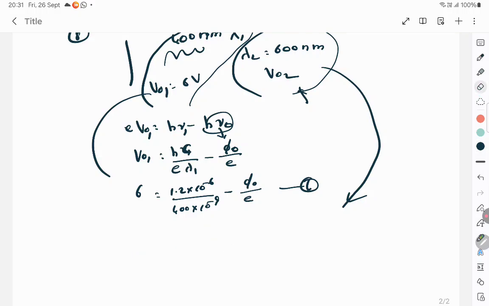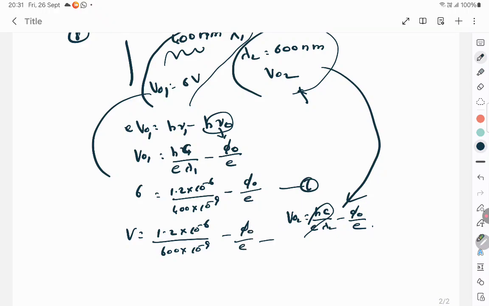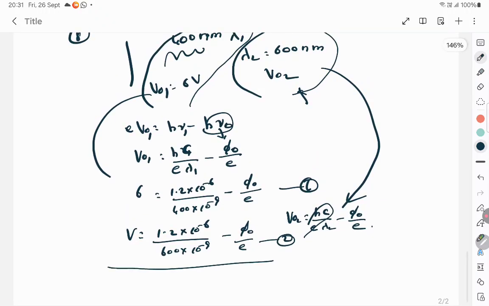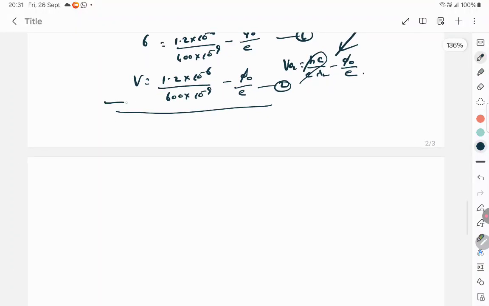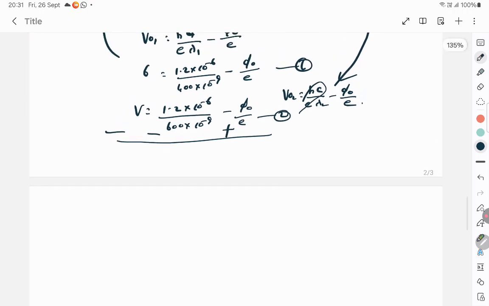Using the second potential V02, hc by e lambda 2 minus phi naught by e, let's write this unknown voltage is 1.2 into 10 to the power minus 6 because it's c by e by lambda 2, 600 into 10 to the power minus 9, minus phi naught by e. Don't panic that you don't know phi naught by e. It's going to get eliminated because we're going to subtract this and this, or in other words put a negative sign, and this gets cancelled.